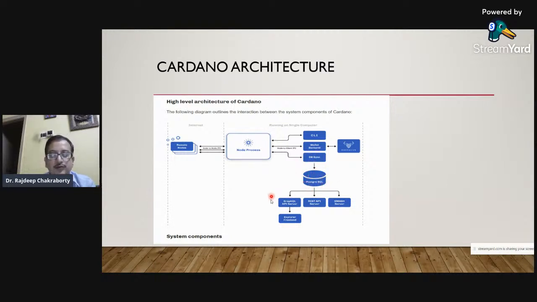So this part is basically the database part. Okay, so we are storing the blocks, many blocks. So it is the database part. Okay, now coming to each one. So, what are the node process, CLI, wallet, and database part?